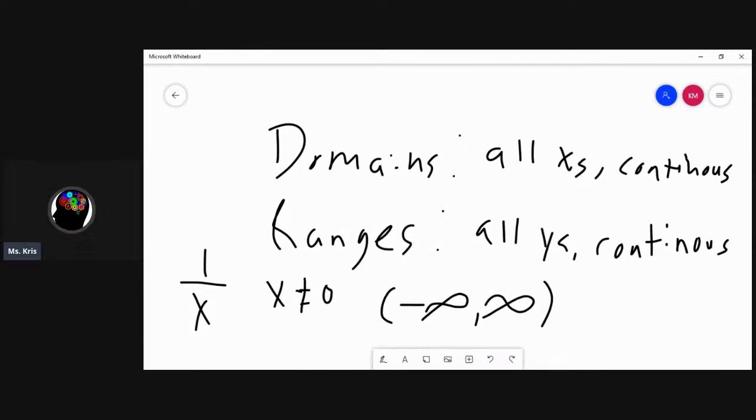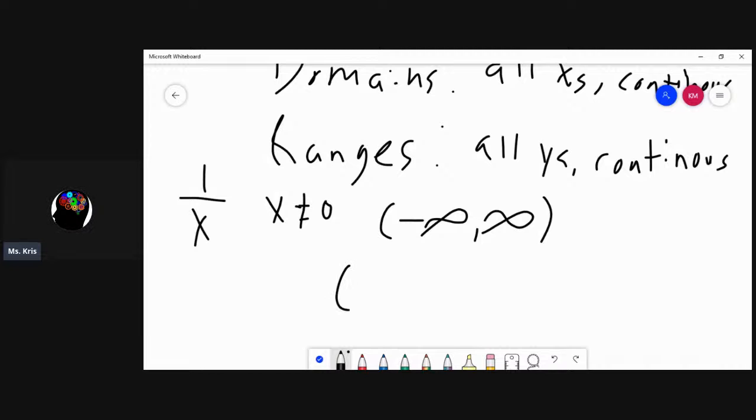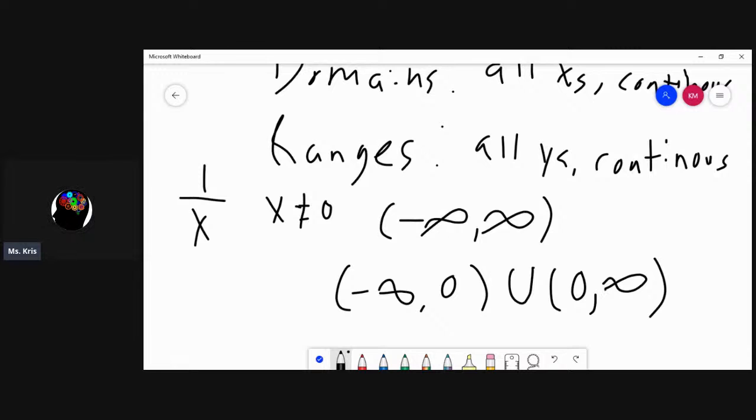in interval notation, it is written as negative infinity to 0. Put parentheses because we're not including 0. And we union it with 0 to infinity. And of course, the ranges, they are from negative infinity to infinity because there is no blip in your range.